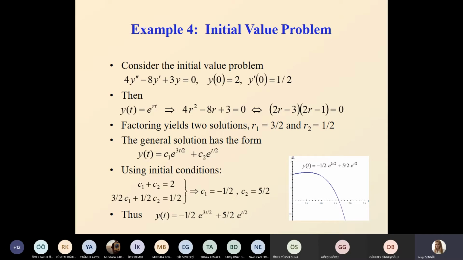And now you know how to apply your initial conditions. Plug in 0 for t, make it equal to 2. Take the derivative of your solution, plug in 0 for t, make it equal to 1 over 2. And you will find C1 and C2, and just plug them in here, and you can plot it in MATLAB easily.